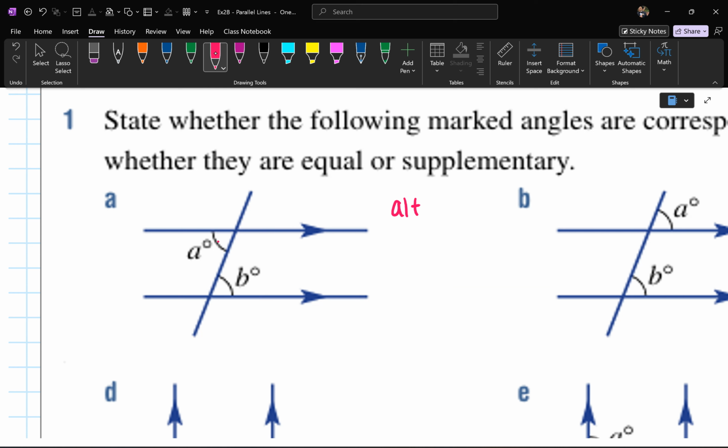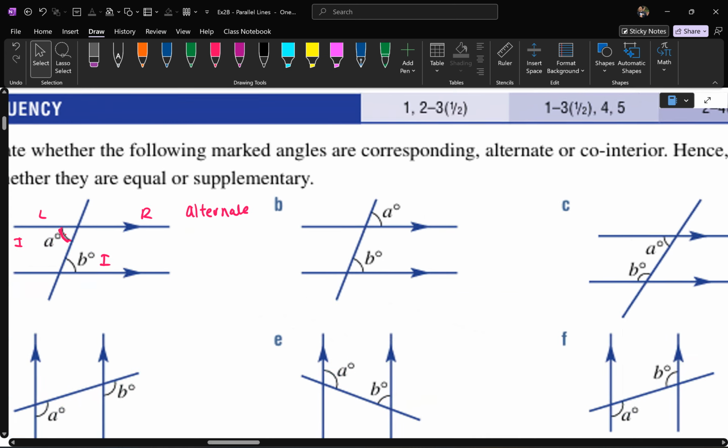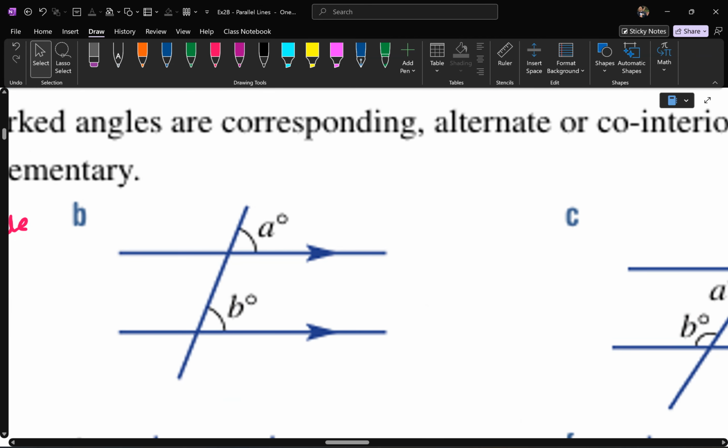It is alternate. And how do you know? Again, one's on the left, one's on the right, but this one's inside, and this is also inside. So remember, inside with inside, outside with outside. Next one, B. What'd you get for B? Let's go, Tom.